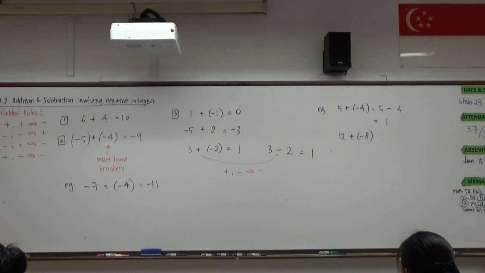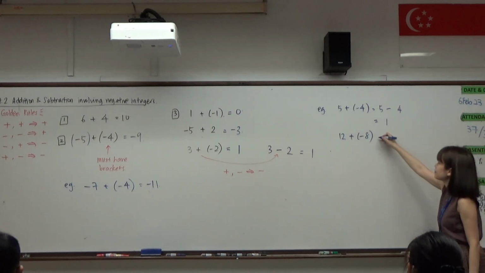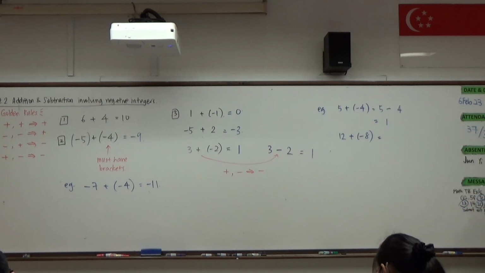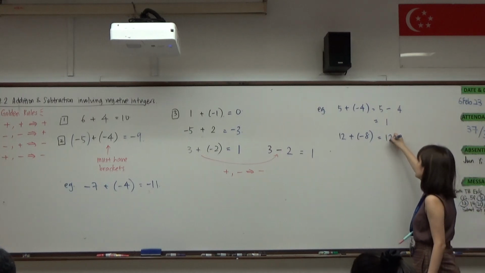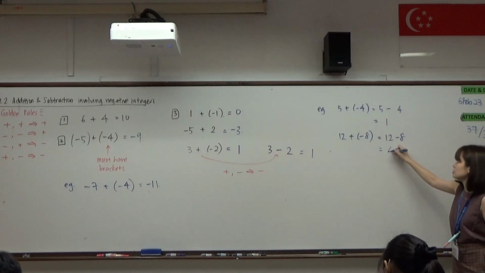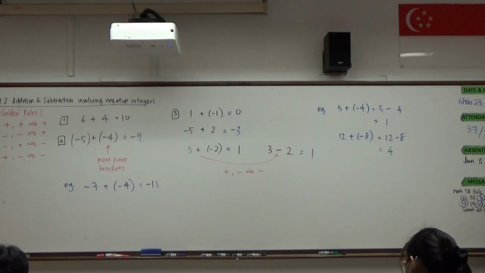Next one. What about 12 plus negative 8? How could I simplify this writing? Yes, Rachel? I can write it as 12 minus 8, and I know that answer will be 4.